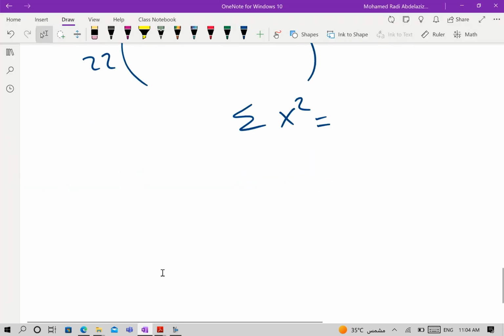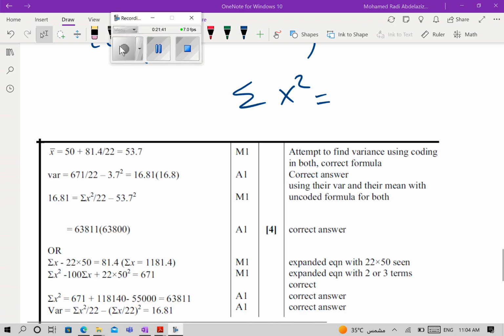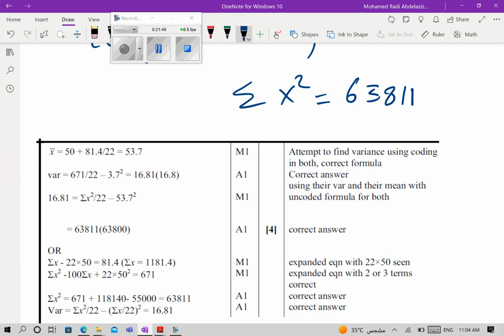The final answer? 63,811. Okay, you can round your answer. Is it correct? Rounded? Okay, same.